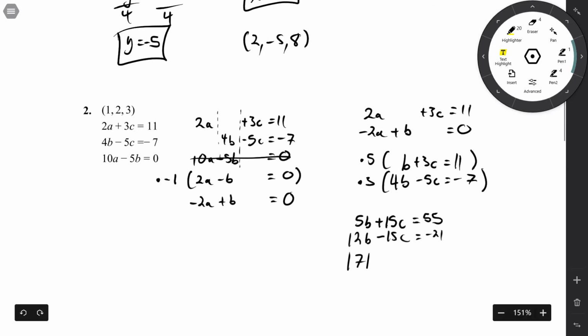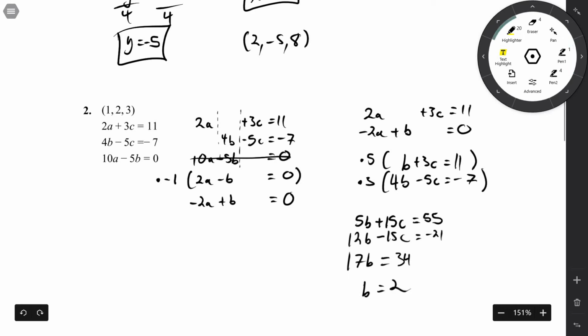We'll get 17b, the c's will cancel out, and that equals, again, I'm going to use my calculator. I believe it's going to be 34, but why leave that up to my tired brain? Yep, 34. And then we'll divide both sides by 17, and that gives us b equals 2. Now we can plug that into anything.